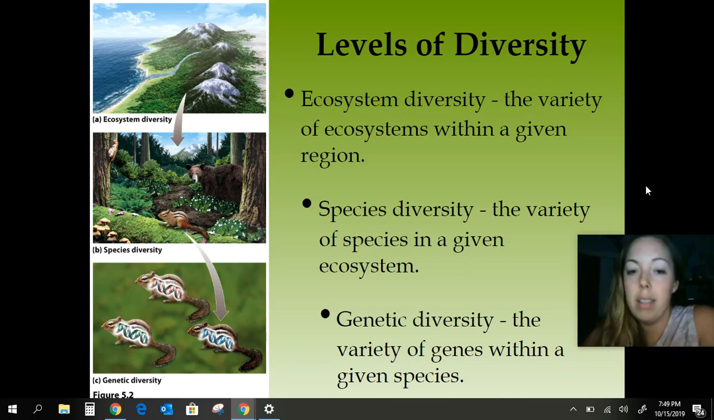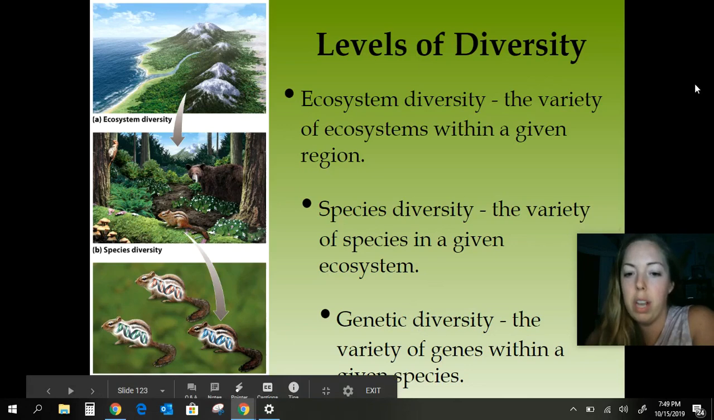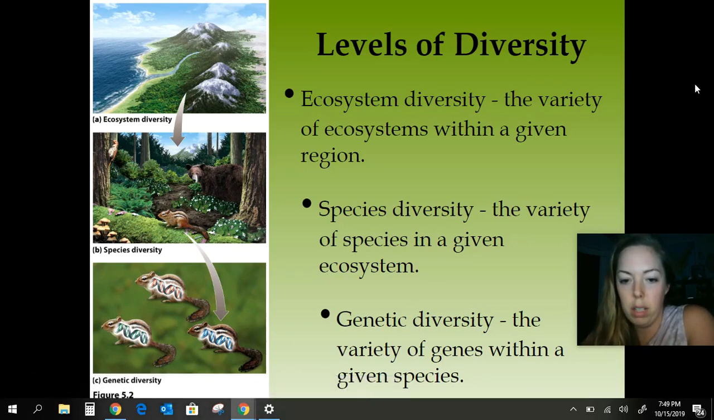The second largest one is species diversity. Within a given ecosystem, there's a variety of different species. There are all sorts of mammals and insects and everything like that within each ecosystem, so that's kind of the middle ground. The smallest type is genetic diversity. Within each species, there's genetic diversity, which is just the variety of genes within a given species.